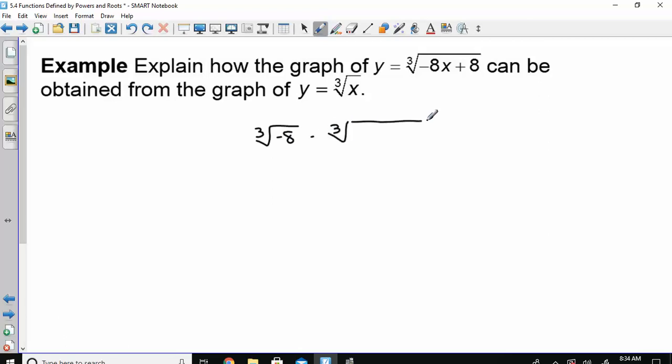Okay, so if I take out the -8, that would leave me with the positive x minus 1. Cube root of -8. Since it's a negative under the radical, it just becomes a -2. If it was a square root, then it would be imaginary, but it's okay because it's an odd root. So we have a -2 cube root of x minus 1. So what does a negative do?